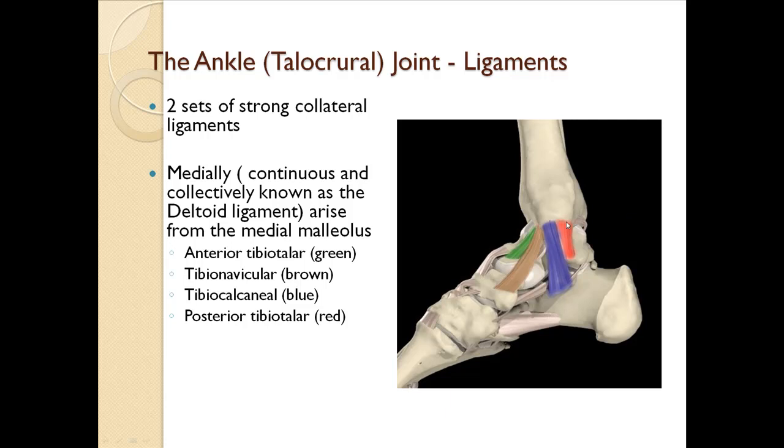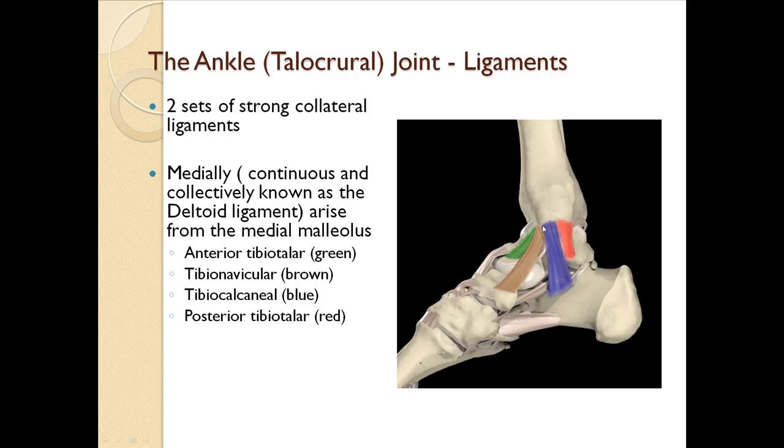So here's the medial malleolus hanging down here. We've got the anterior ligaments coming from the anterior border of the malleolus, inferior ligaments from the inferior border, and then posterior ligaments coming from the posterior border of the malleolus. And they're named according to their attachment. So this green one that we have here is called the anterior tibio-talar ligament, passing from the anterior border of the medial malleolus to the medial side of the neck of the talus.